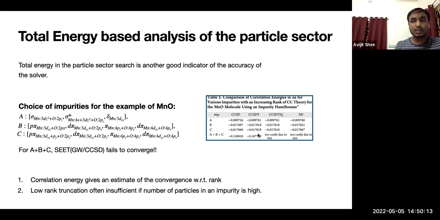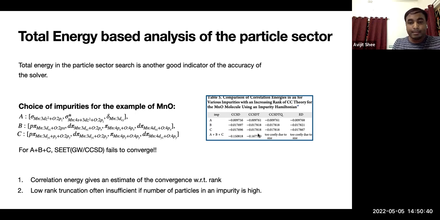So the message is that when we really increase the number of orbitals in our impurity, sometimes the performance of the CCSD solver gets hampered and the quality deteriorates. So that was quite a surprising finding to us.